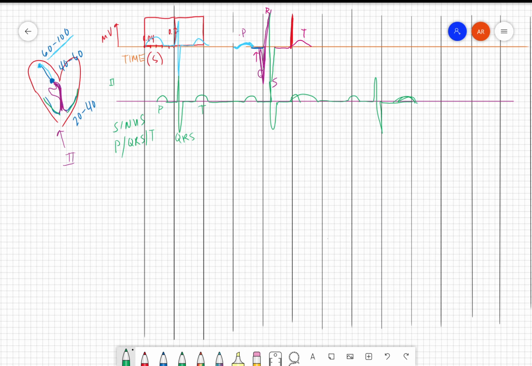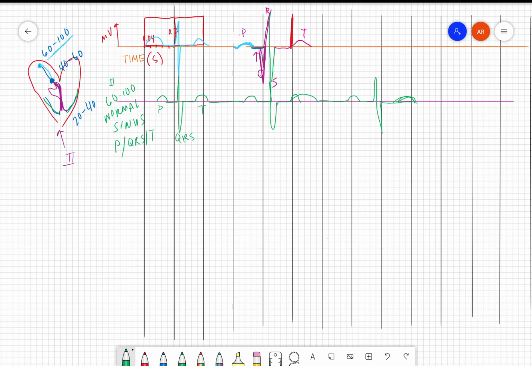Now, if we take the full 6 seconds, I'm not drawing the full 6 seconds here, but if we draw the entire 6 seconds and we see that the number of QRSs we have is between 60 and 100, or on our strip between 6 and 10, if you see 6 to 10 QRSs in that 6-second strip, we're going to call that normal sinus rhythm. So that is anywhere from 60 to 100. It's the normal beat of the heart. So 60 to 100, normal sinus rhythm. NSR is another thing that we call it.